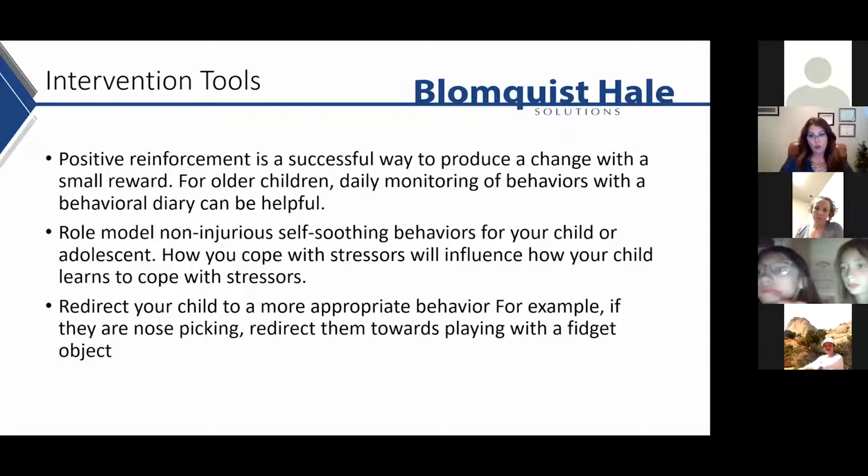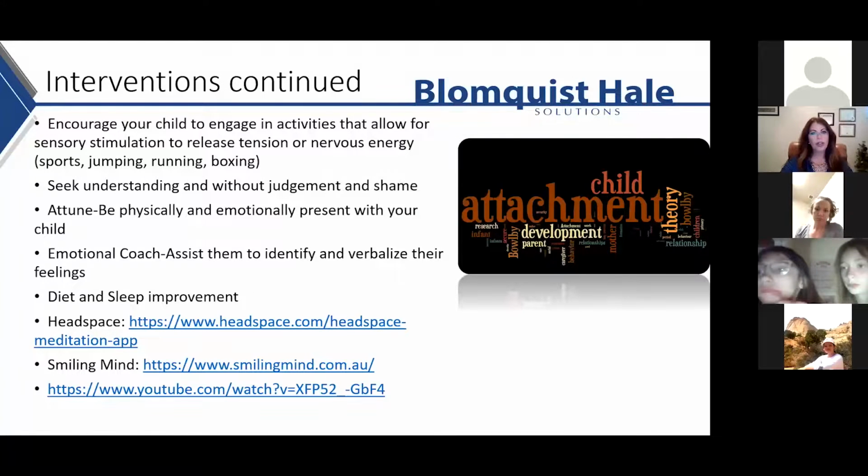And then how to cope with stress. Redirect your kid, of course, towards playing with the fidget object we kind of talked about. Then the next part is to encourage your kid to engage in activities that allow them to have sensory stimulation. That means your 5 senses: oils, gum in the mouth, something to chew, to eat, to smell, jumping jacks, running, and boxing.